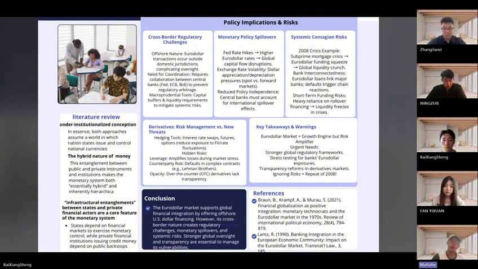So we need to find some solutions. We have three solutions. The first is a global standard for transparency. The second is stress tests for bank Eurodollar exposure. The third is central clearing for derivatives. Okay, that's all for my part.